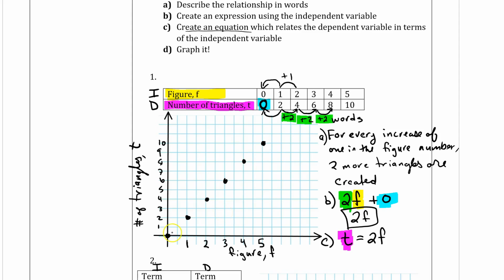Is it discrete, meaning we only have whole objects, or can I draw a line? Considering that we're talking about a figure number being 1, 2, 3, 4, or 5, there's not like figure 1.5 or 2.5. Neither can you have like half of a triangle or like 0.2 of a triangle. So we're going to keep these pieces of data, these dots, these coordinate points distinct. We do not need to draw a line to connect them. And we're done. All right, let's move on to the next one.